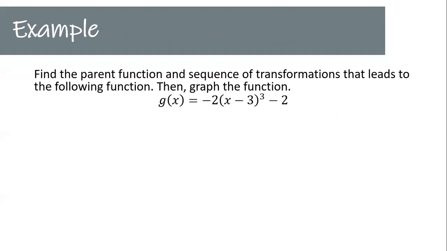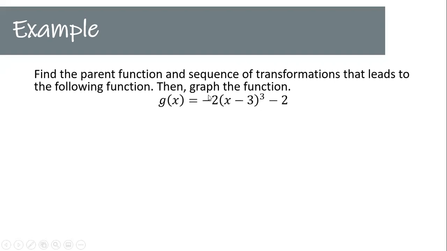Find the parent function and the sequence of transformations that leads to this function. Then we're going to graph the function and take a look. So g of x equals negative 2 times x minus 3 cubed minus 2. So where do we want to start? Remember that we want to start with reflections and with shrinking and stretching. You can put those in either order, just like you can put vertical and horizontal shifts in either order. It's not going to affect anything. But we definitely want to start with shrinks, stretches, and reflections.